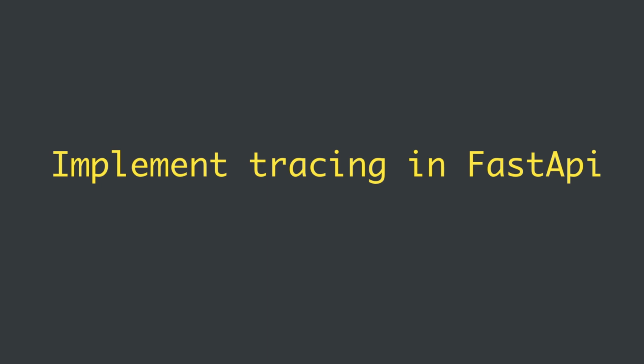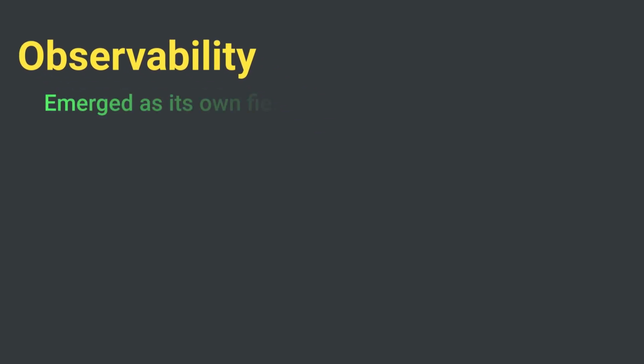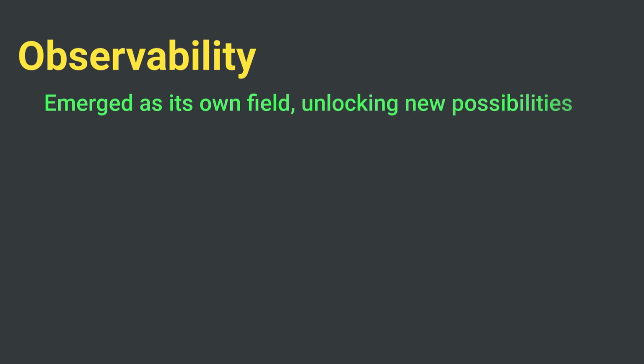Just hold on. So first of all, we need to understand observability, one of the most crucial components of AIOps. It's often confused with monitoring, and to be fair, that was the case for a long time. But now, observability has emerged as its own field, unlocking new possibilities. So what exactly is it?